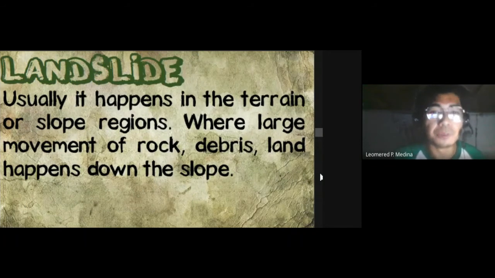Okay? So in the case of the landslide, it also happens in terrain where a slope is available. Okay? Large movements of rocks and debris are actually happening down the slope. So there should be the pull of gravity that's happening.